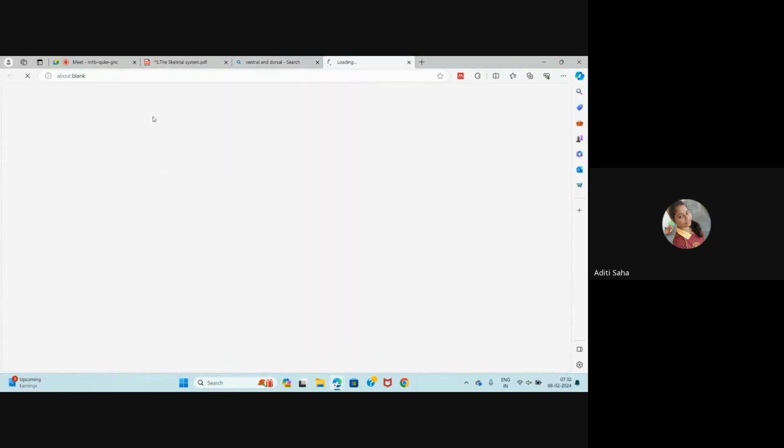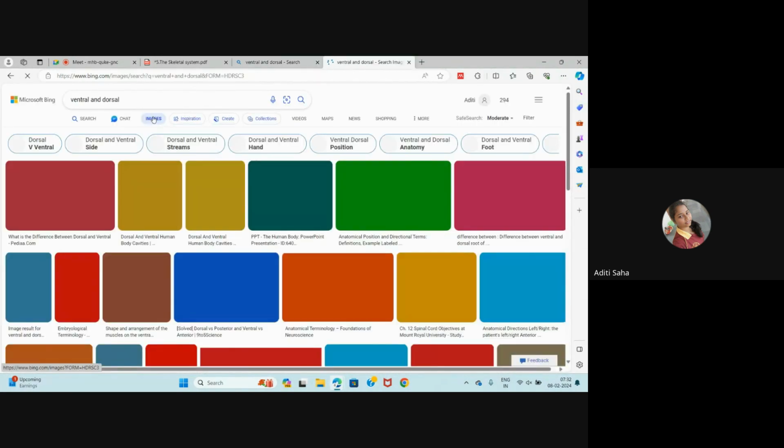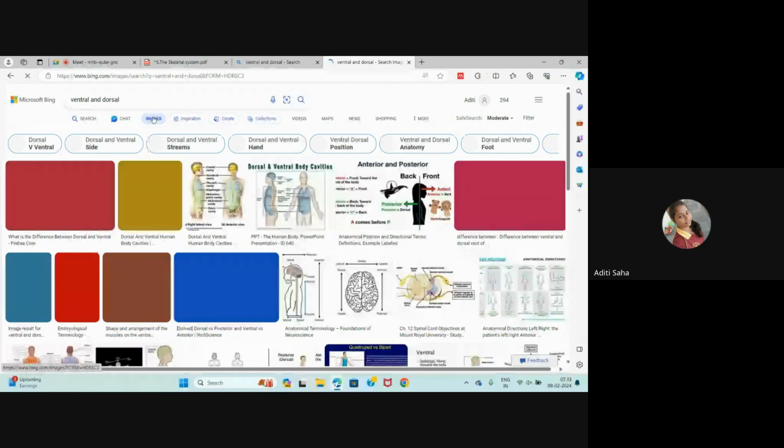Images will not be very clear. So let's understand the concept of ventral.